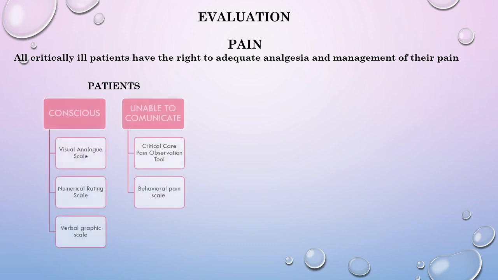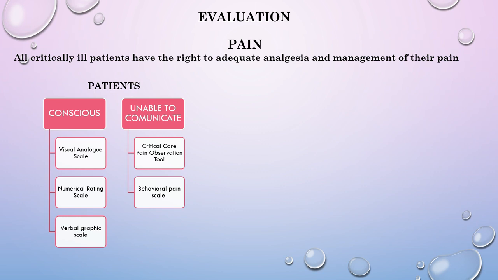If we are in front of conscious patients, we can use the well-known visual analog scale or numerical rating scale, and it is the patients that will tell us, I feel pain, this is my level of pain.